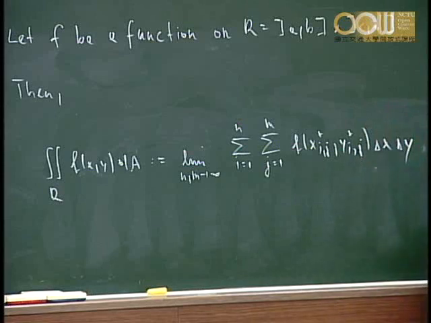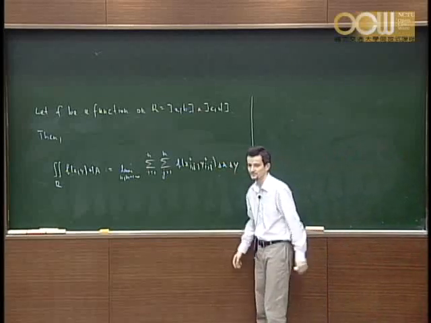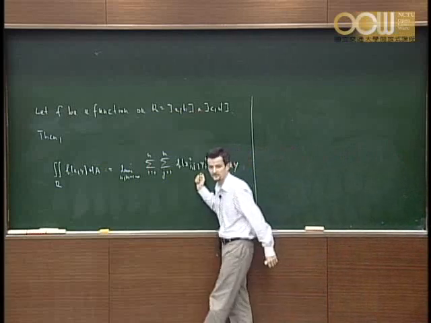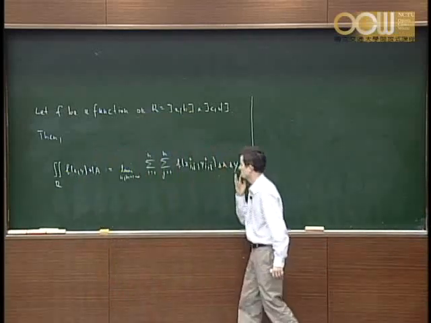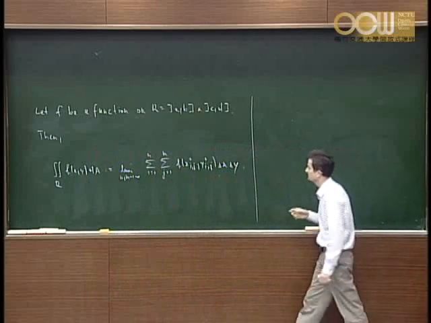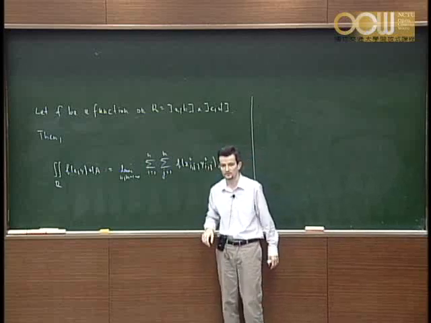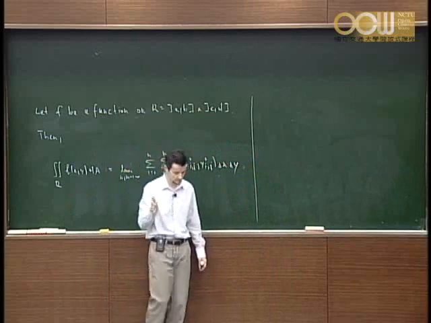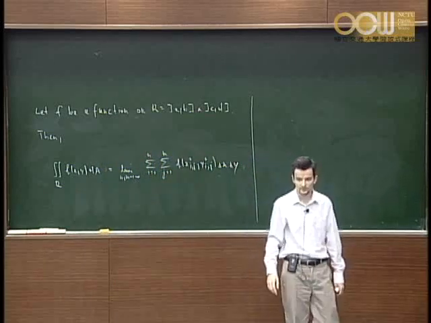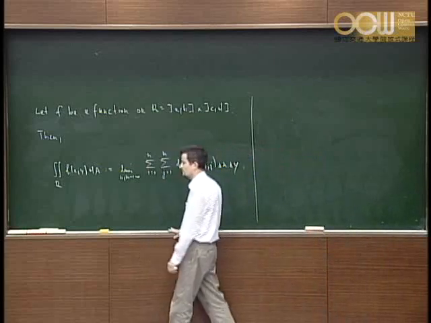I just tell you the obvious fact which you might guess: if the function f, now a function of two variables, is continuous, then it can be proved that this limit always exists and is independent of the choice of the sample points. So for a continuous function, this definition makes sense. Most of the time we will see continuous functions, not always. So this is a sufficient condition.